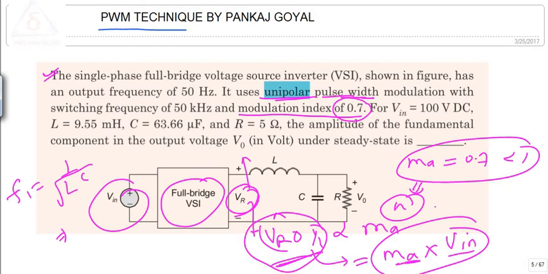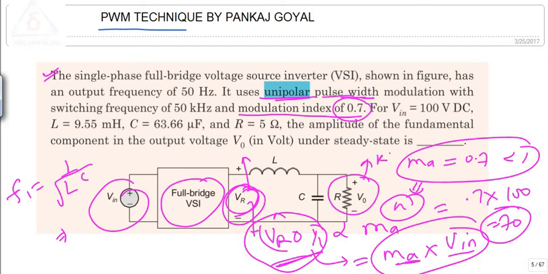If we know the amplitude of this fundamental component of this voltage, it is equal to 0.7 into V in, that is equal to 70 volt. If we know this amplitude, we can calculate by using the simple KVL KCL rule, and we can get this amplitude.